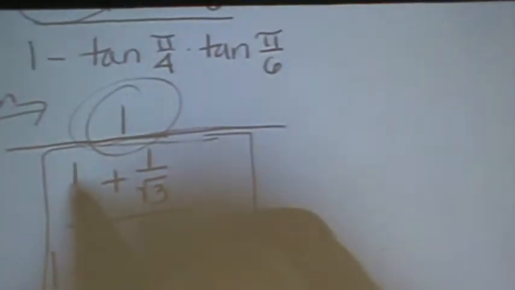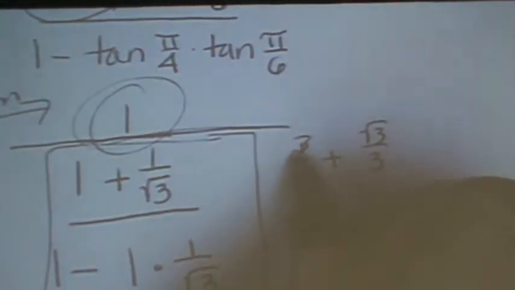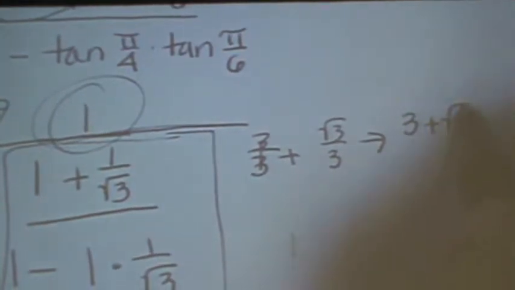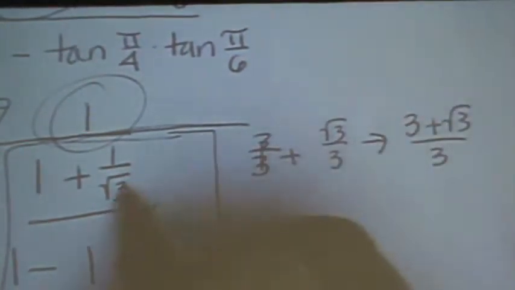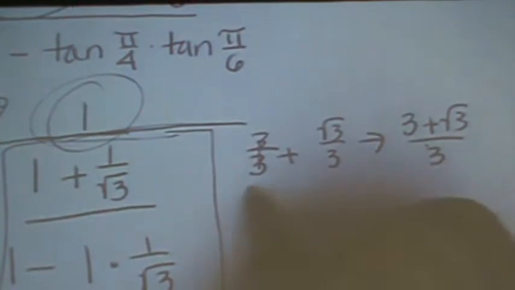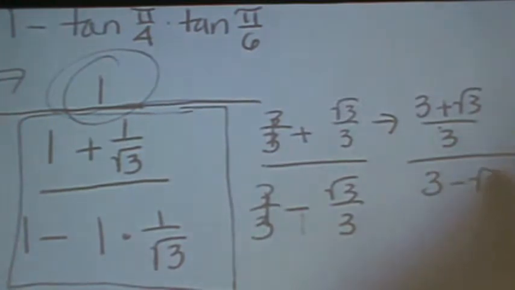So we want to get this together. Let's rewrite this as root 3 over 3. So you have 1 plus root 3 over 3. We can make this 3 over 3, so this is equal to 3 plus root 3 over 3. So that's what this is. Now this is going to be 1 minus root 3 over 3. We can make this 3 over 3, and this would be 3 minus root 3 over 3.